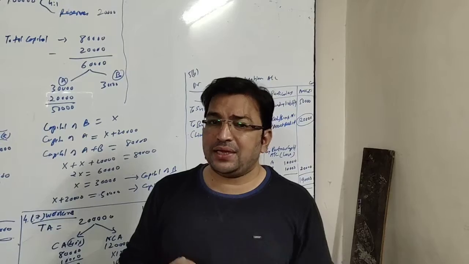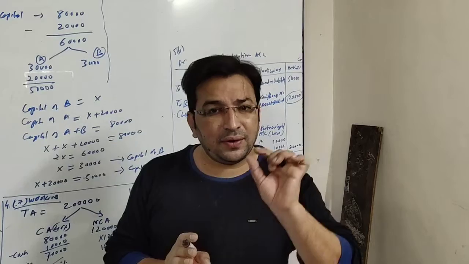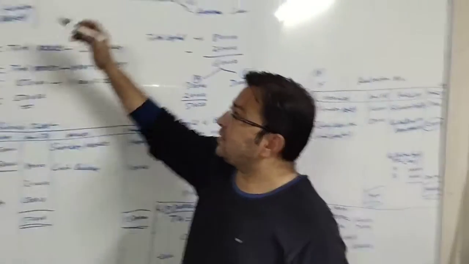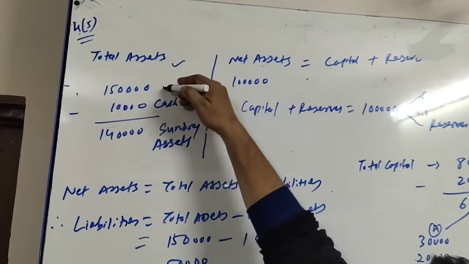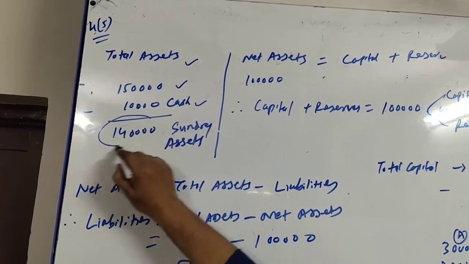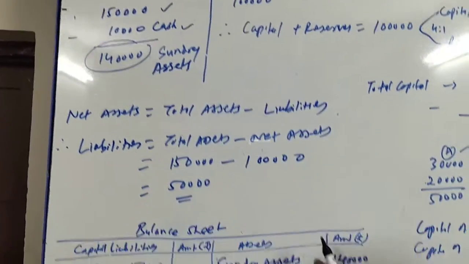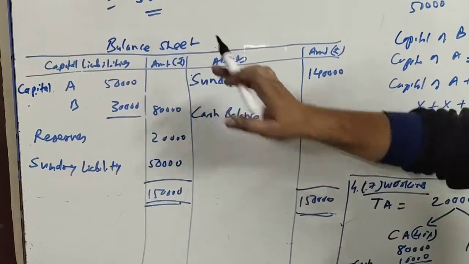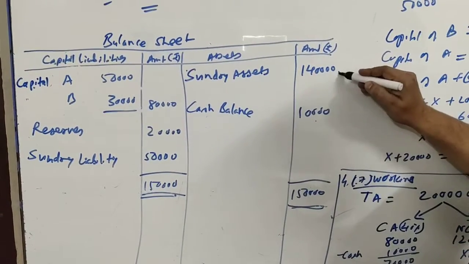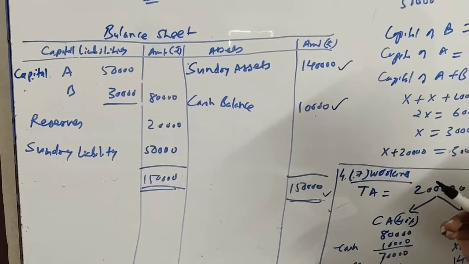So friends, that means on the asset side there will be two items: cash balance rupees 10,000 and the remaining 1,40,000 for sundry assets. Total asset is 1,50,000. In that, cash balance is rupees 10,000, so the remaining 1,40,000 will be sundry asset. So this is the asset side portion. Here it is in our balance sheet. We have been asked to prepare the balance sheet. So in the balance sheet, asset side, sundry asset 1,40,000 and cash balance 10,000, total 1,50,000.